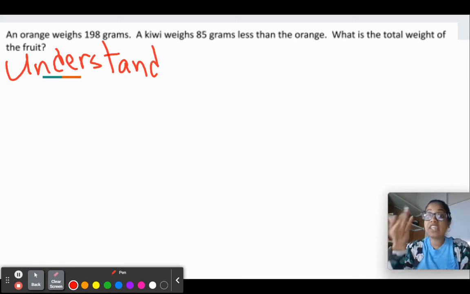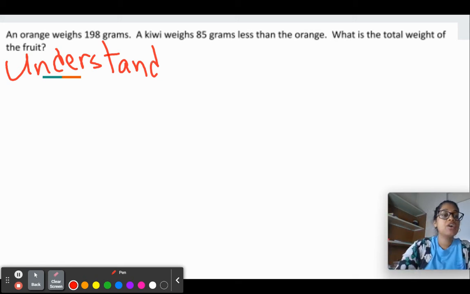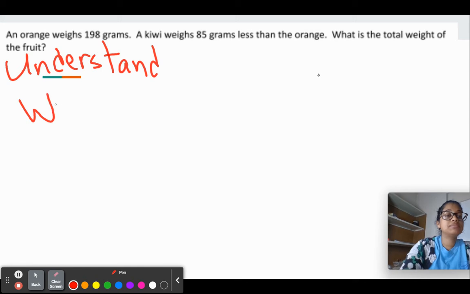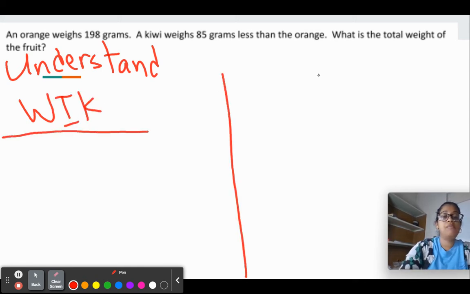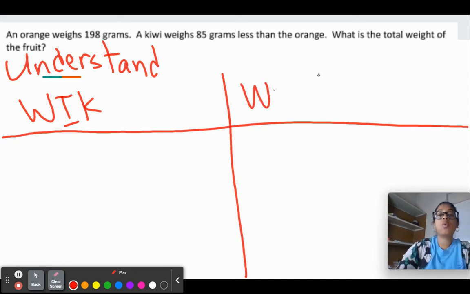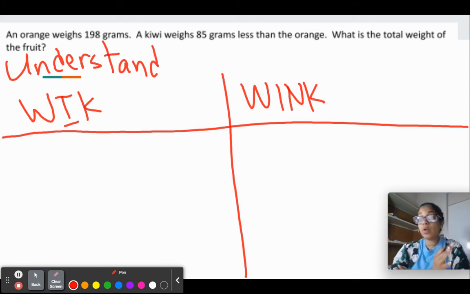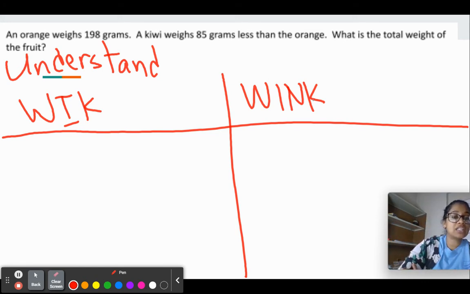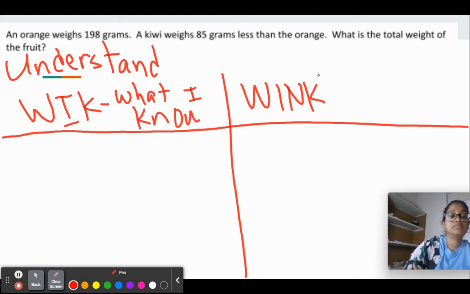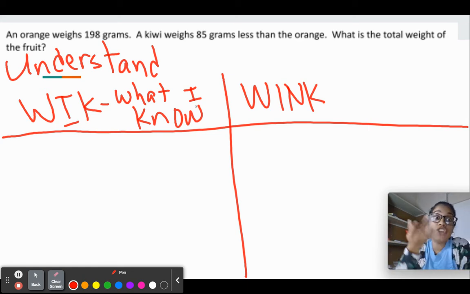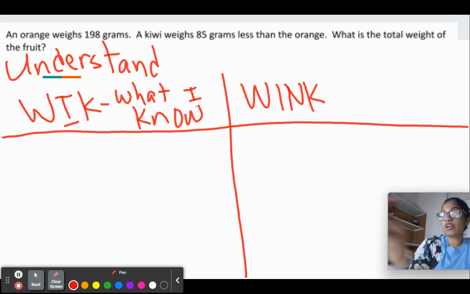So for this portion, I like to use a strategy called WIK and WINK. Okay, so we're going to use the strategy of WIK and WINK. So WIK stands for what I know. Okay, so what we're going to do is we're going to try and figure out what it is that I know in this problem. So let's go ahead and read our problem again.